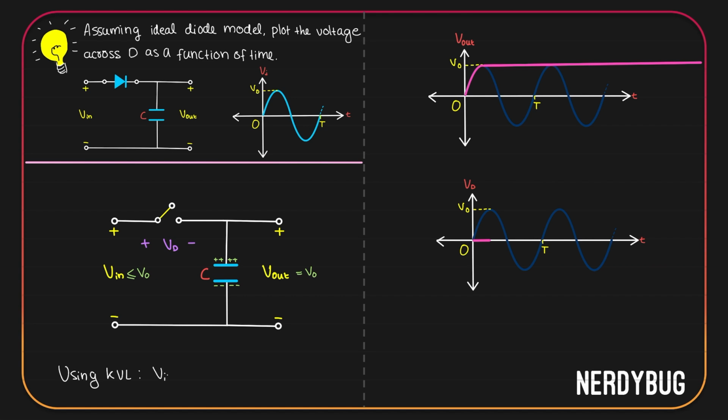So the input given is going to be drop across the diode plus drop across the capacitor. Drop across the capacitor is V output and V output is equal to V naught. So we can write VD plus V naught. From here we get VD, or the voltage across the diode, is input voltage minus a constant which is V naught. Input voltage looks like this. If you subtract a constant V naught from it, the entire waveform will be shifted downwards by that much. So we will get something that looks like this.